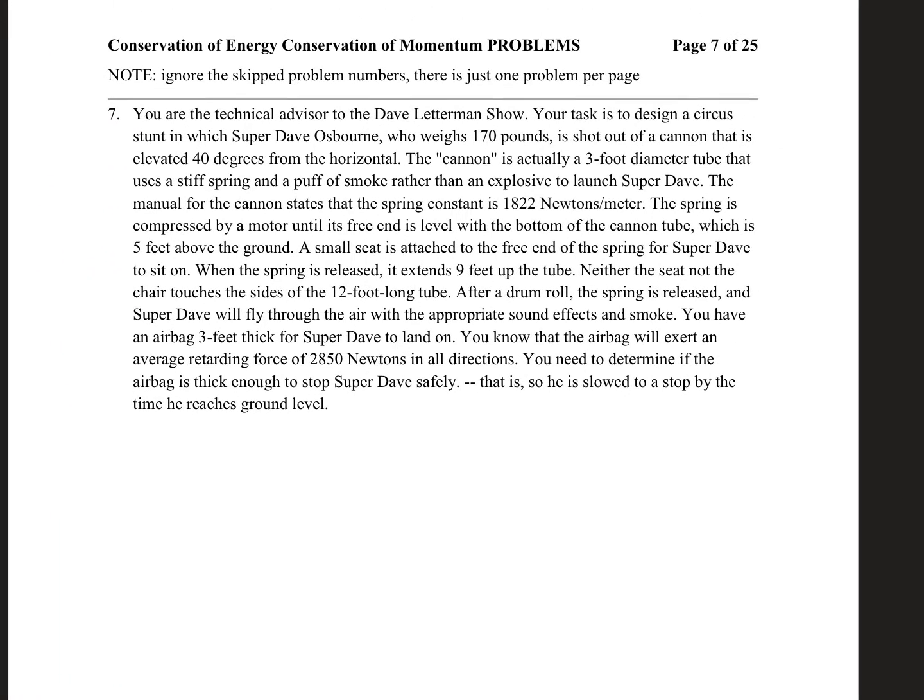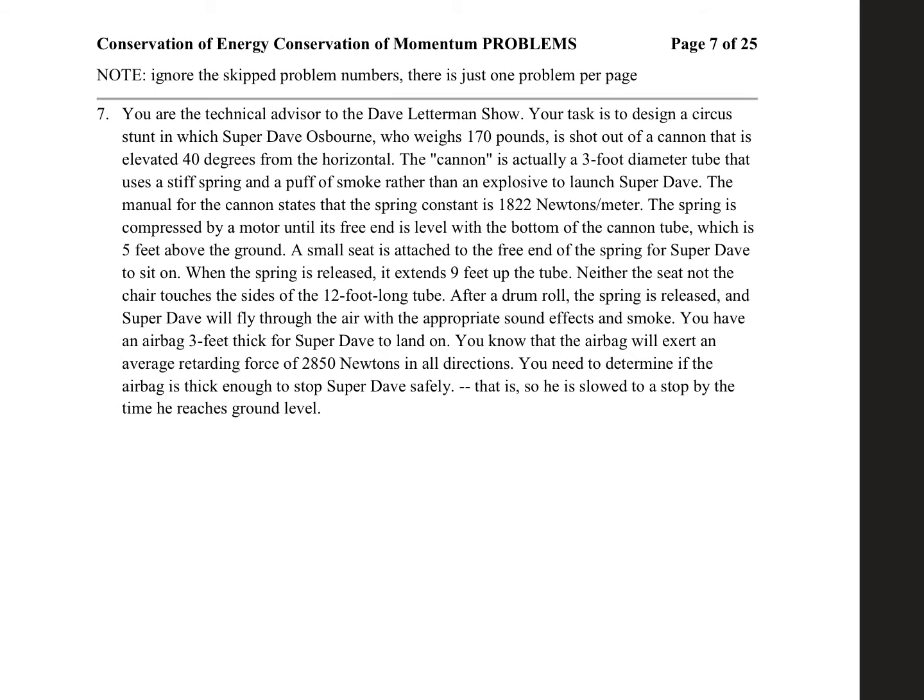Now, many of you are probably too young to know who Super Dave Osborne is. You might have heard of David Letterman. But Super Dave Osborne: somebody weighs 170 pounds, shot out of a cannon 40 degrees from horizontal. It's a tube, and the spring constant is 1,822 newtons per meter. So this stunt is a big tube cannon with a chair in it. Somebody cranks that spring down, basically loads the spring, which the seat is connected to. Let him go, he flies.